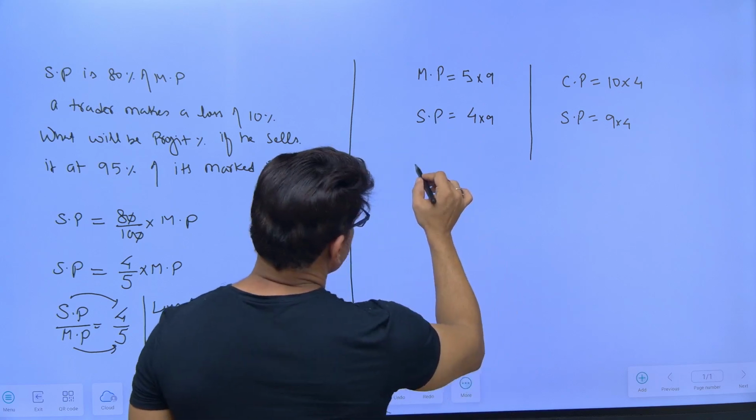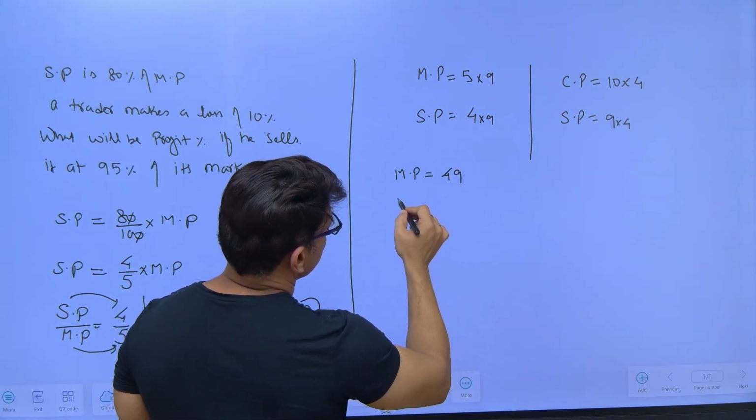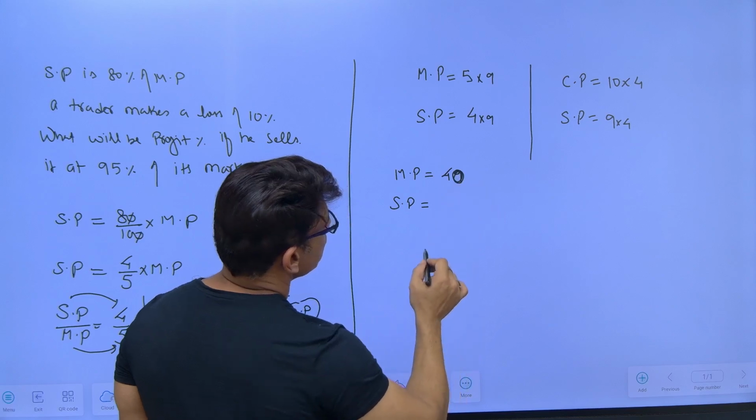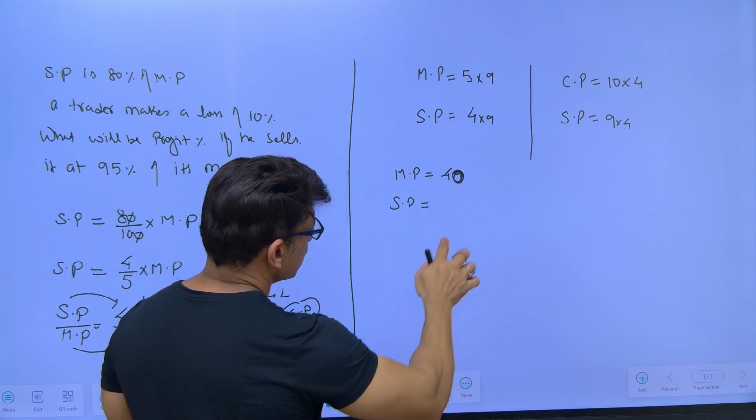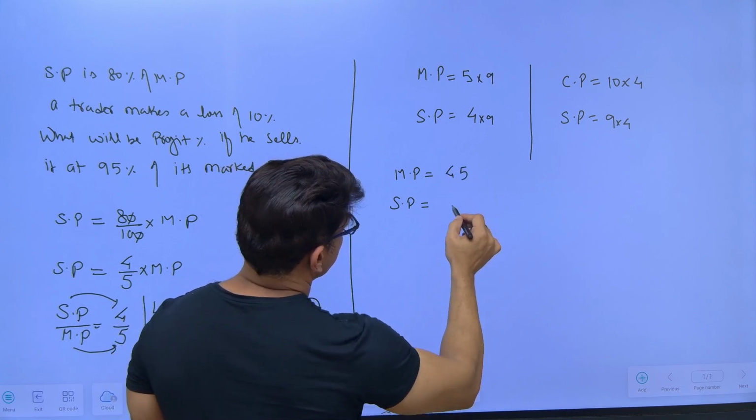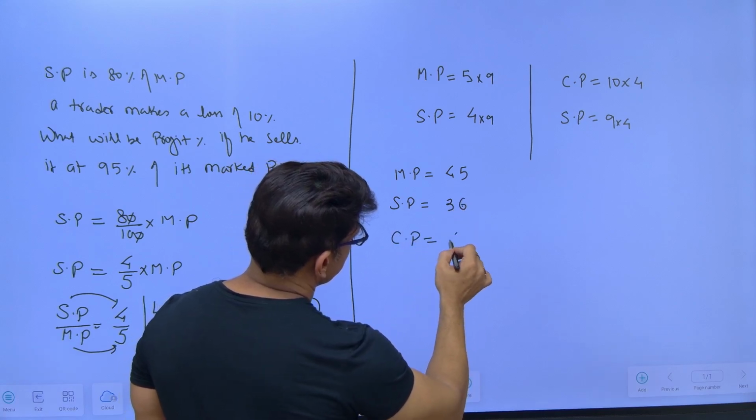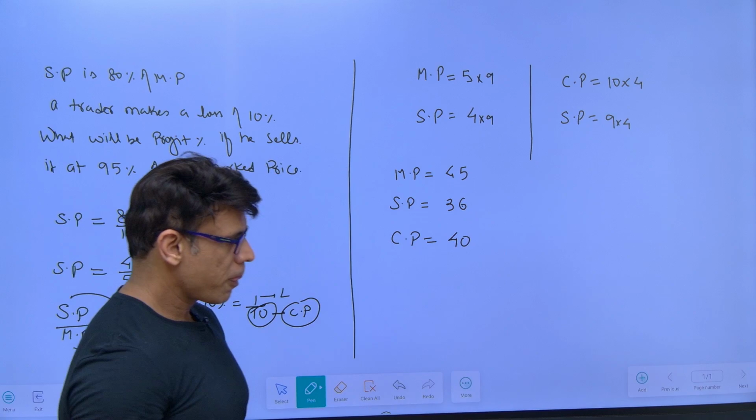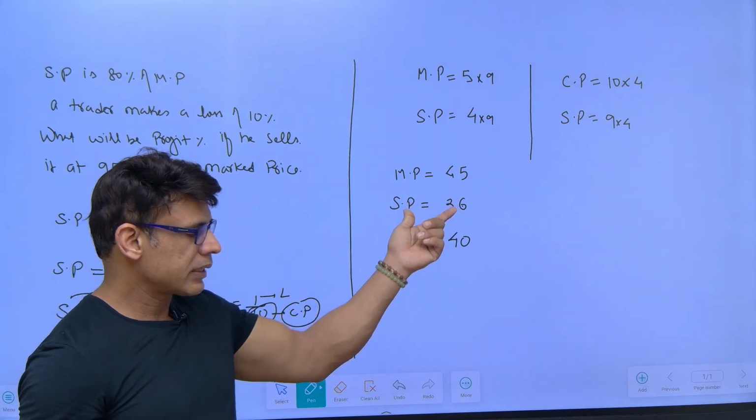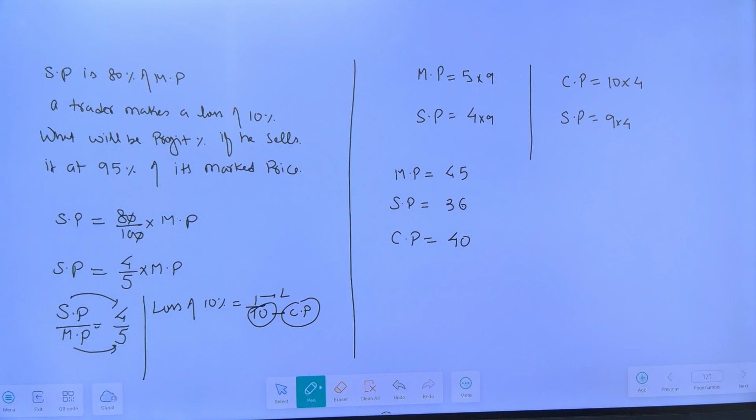So in this case, what is your mark price? 45. Selling price 36 and cost price 40. Now see, if you buy something for 40 and sell at 36, are you making a loss? The question also says that there is a loss.